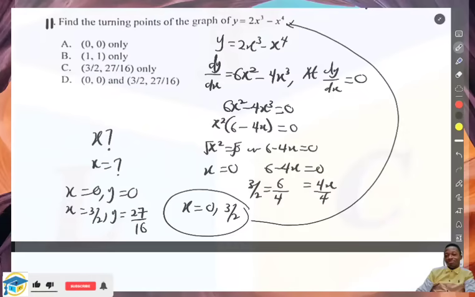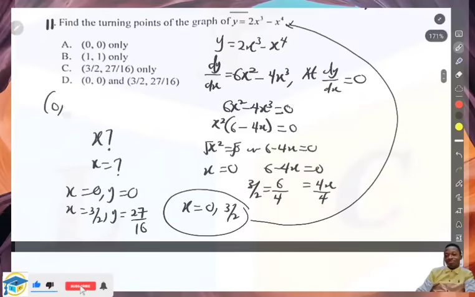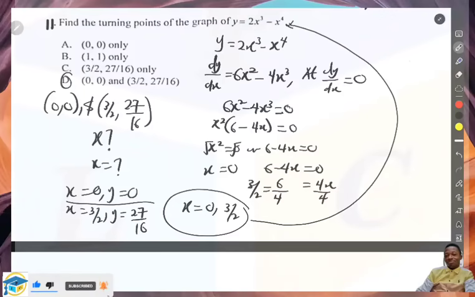Therefore, we'll have the values 0, 0, that's this one, and then 3 over 2, comma, 27 over 16. And that should give us option D, and you are good to go. So this is what we call the turning point. So the turning point will include what? The x value and the y value. So let's take note of that.